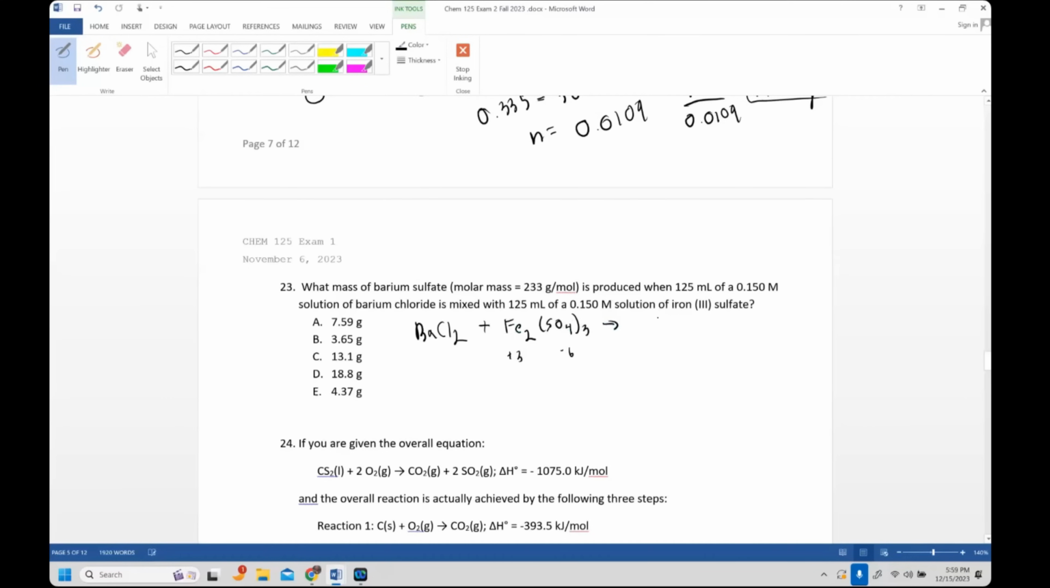And then once we find the products, it would be barium sulfate. So BaSO4 plus each iron is +3, so it would be FeCl3. Now we have to balance it. So if there's one barium there, 2 chlorines, 3 chlorines, so a 2 would have to go there, 3 would have to go there. Now the bariums are not balanced, so 3 bariums here, we have to put a 3 here, and we're done.